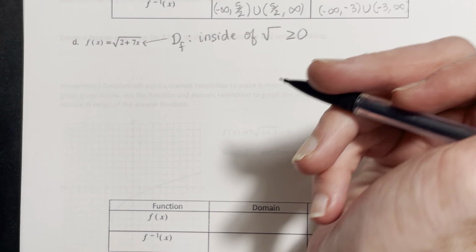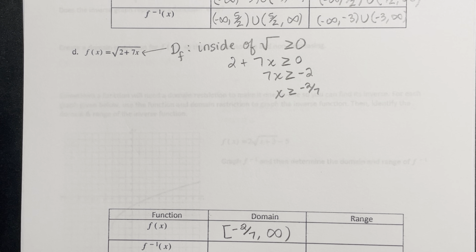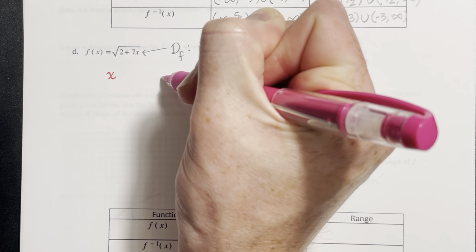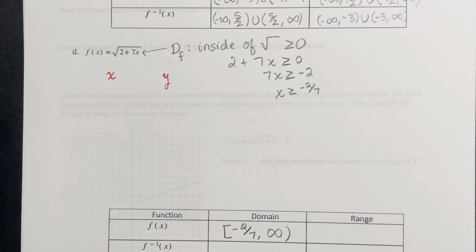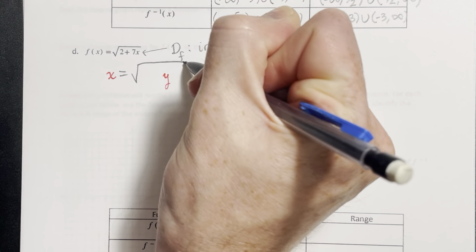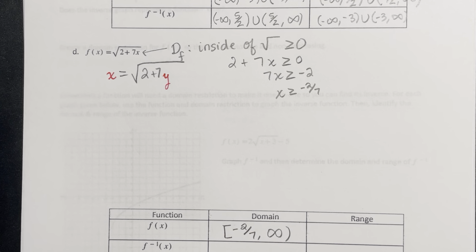So the 2 plus 7x has to be greater than or equal to 0. We would solve that out, and x has to be greater than or equal to -2/7. That domain looks like a bracket, -2/7 to infinity. Now, if we're finding the inverse of this, we're still going to swap our x and y's. This becomes x equals the square root of 2 plus 7y.